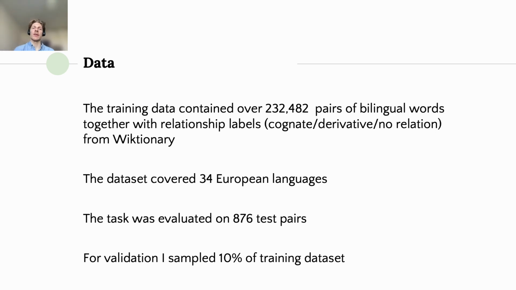For this task, we are given 200,000 pairs of bilingual words together with their relations: cognates, derivatives, or no relations, based on the data from Wiktionary. The data covered 34 European languages, and the evaluation was done on over 800 test pairs for which we didn't know the labels. For validation purposes, I sampled 10% of the training dataset.